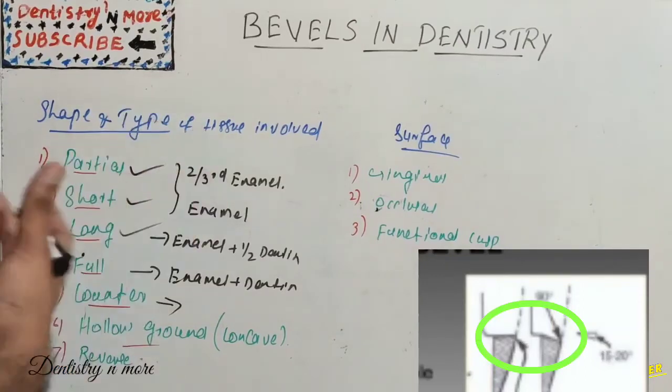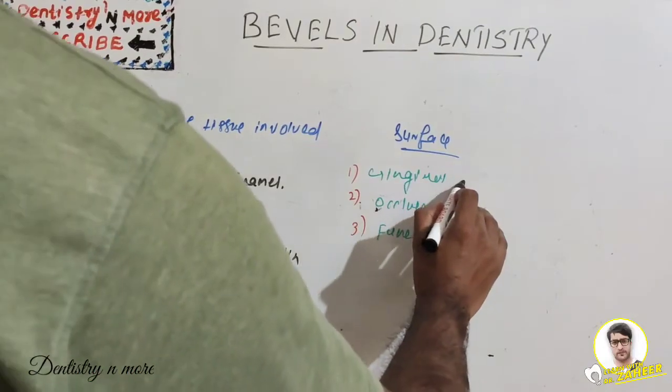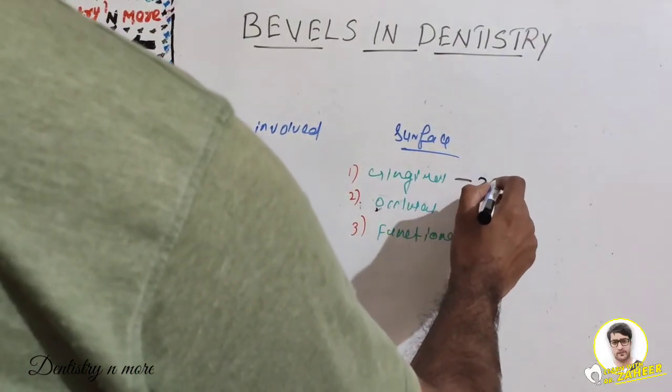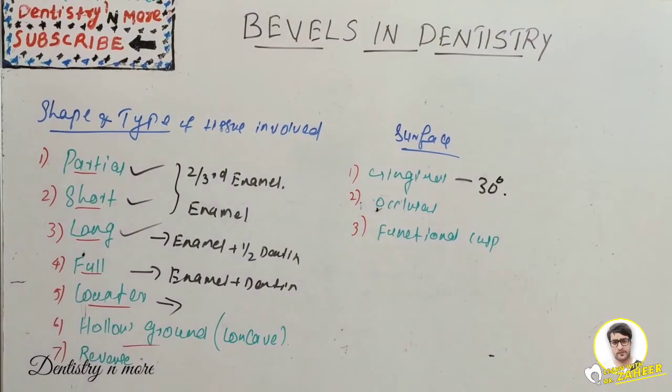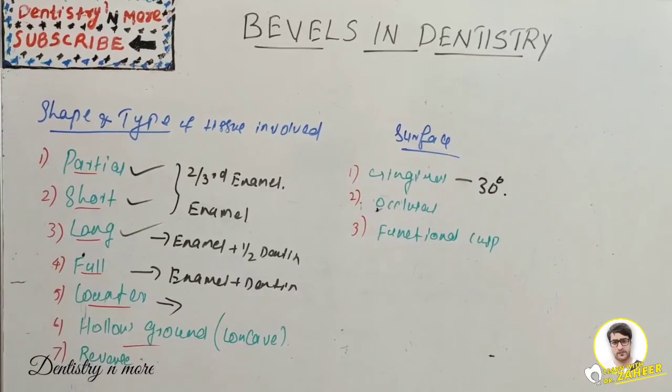So we create a 30 degree angle at the gingival margin. So that is gingival bevel. A lap sliding fit is produced at this gingival margin.